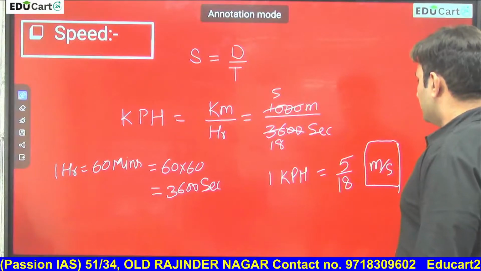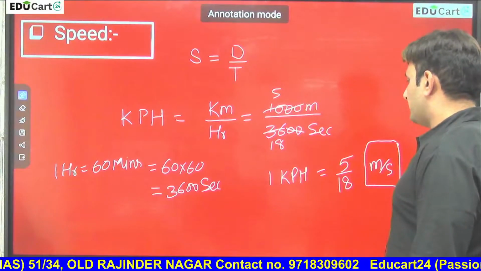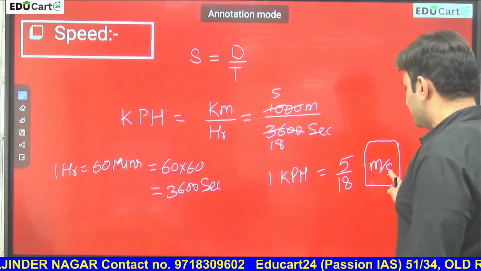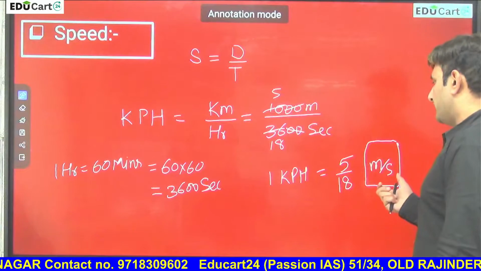Okay. So 1 kilometer per hour is 5 by 18th part of the value in meter per second.